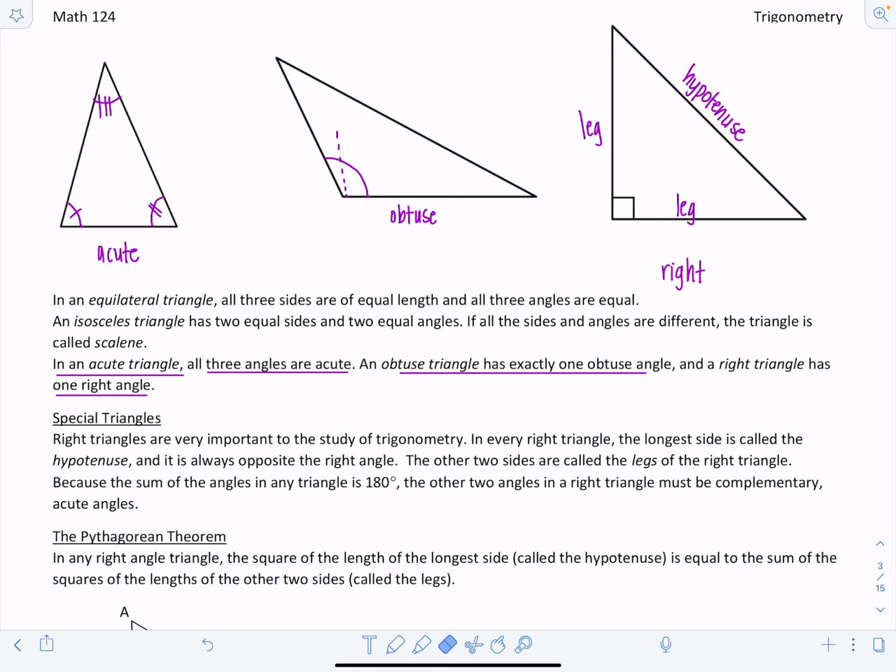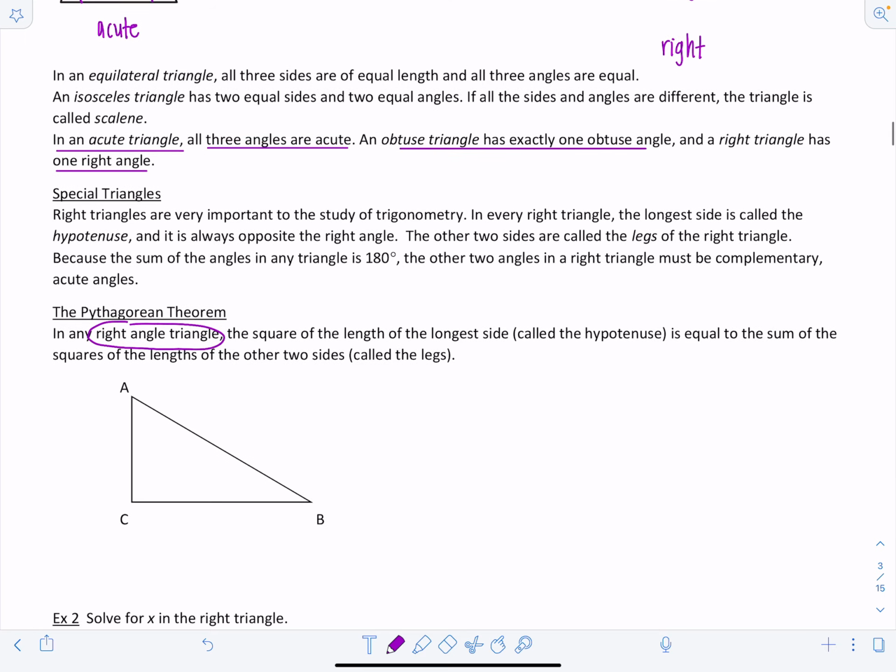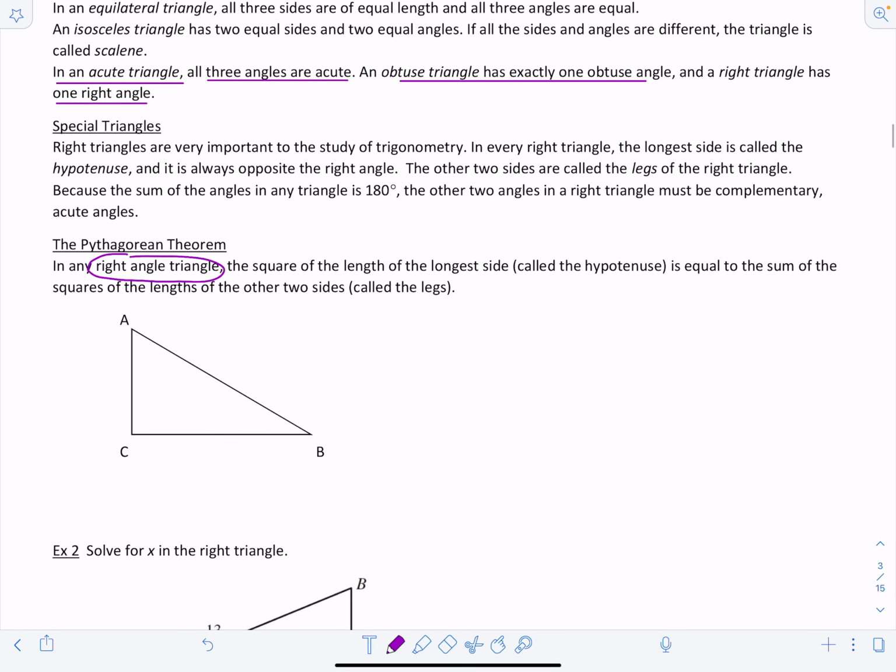This leads us to the Pythagorean Theorem. So in any right triangle, only use it for right triangles, people, the square of the length of the longest side, the hypotenuse, is equal to the sum of the squares of the lengths of the other two sides, called the legs. You've probably heard it before, but it's easier just to remember the formula that is the Pythagorean Theorem.